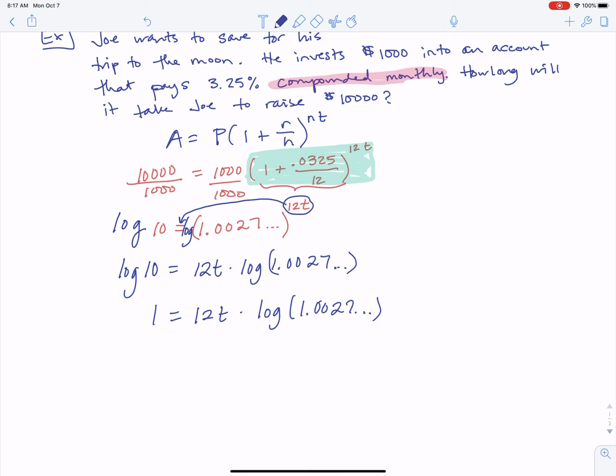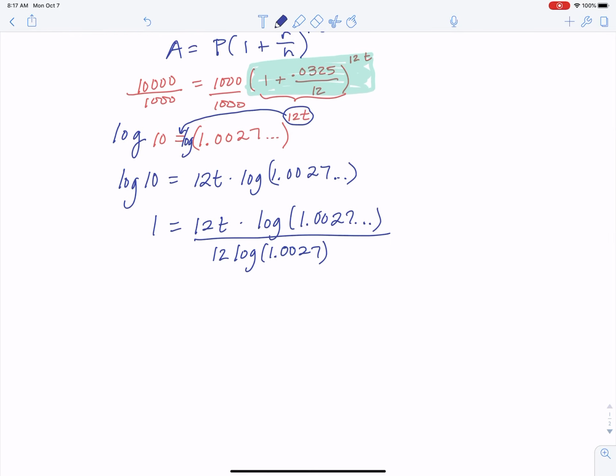All right, and so now we need to solve for t. So we need to get rid of all the other numbers. So divide by 12 and log of 1.0027.